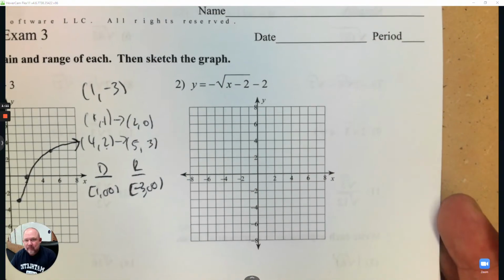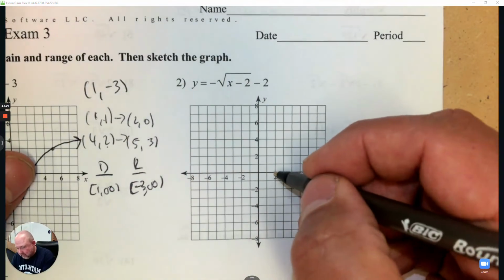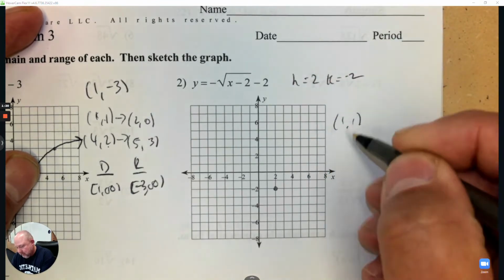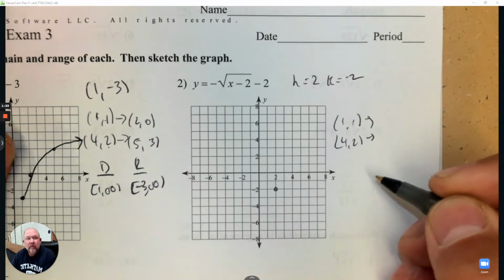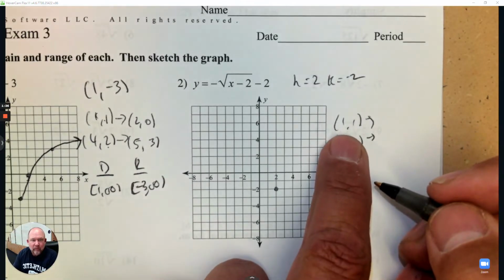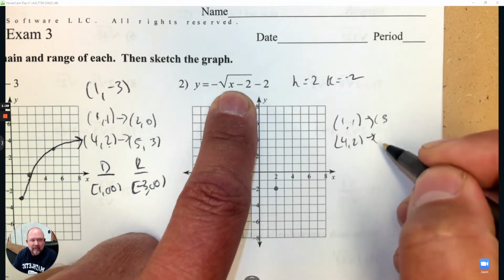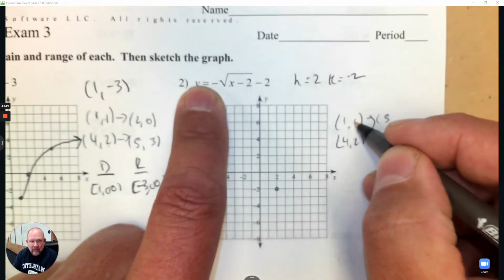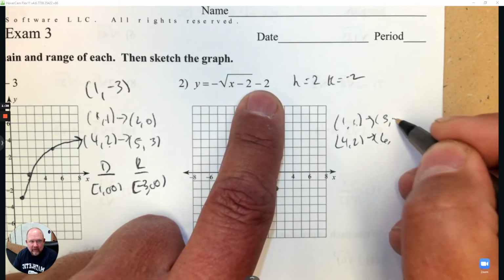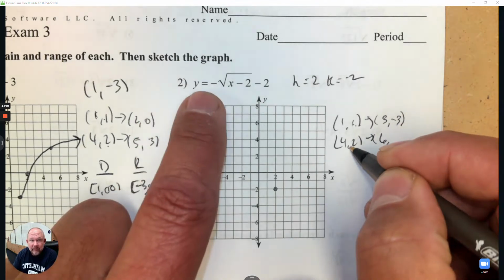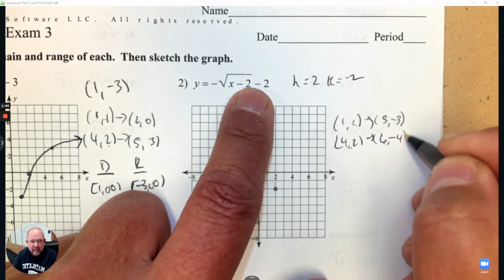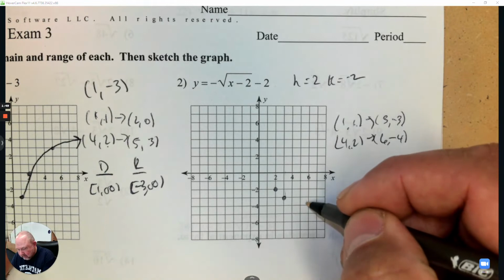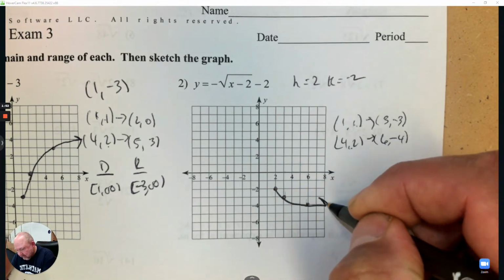All right, number 2. Again, it's a square root, h, k, so 2 and -2. And then we're going to change these points. So we're going to have 2, -2, change these points. So 1, we're going to add 2. That's 3. 4, we're going to add 2. That's 6. And then we're going to multiply by -1. So 1 times -1, and then subtract 2. So again, 2 times -1, -2, take away 2. We're going to put those on there. So 3, -3, and 6, -4. And then this one curves down like that because of that negative.